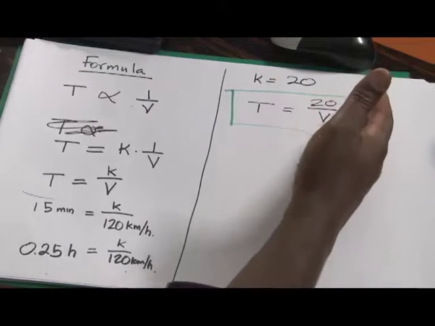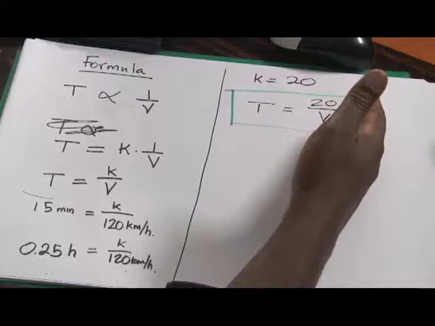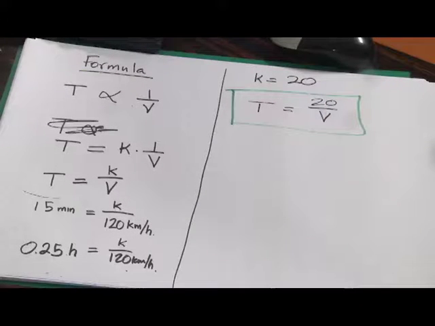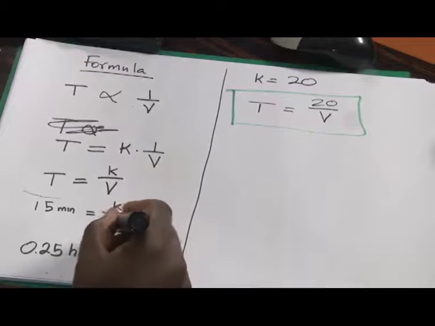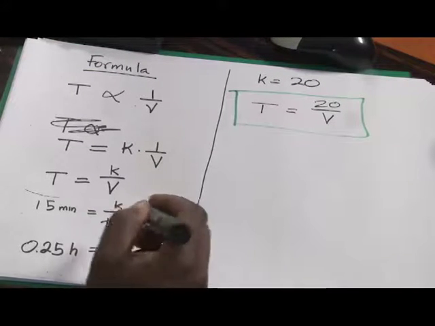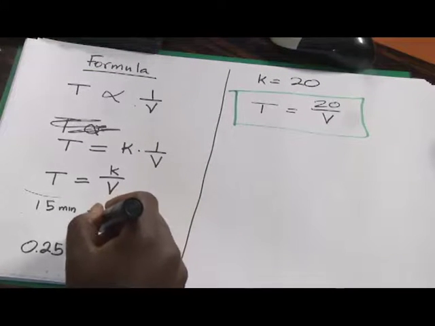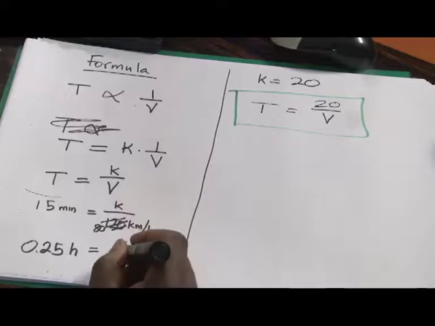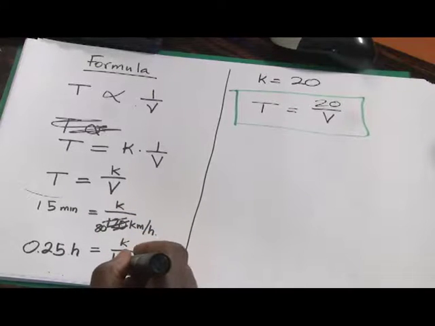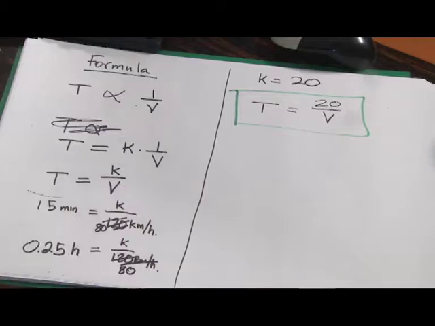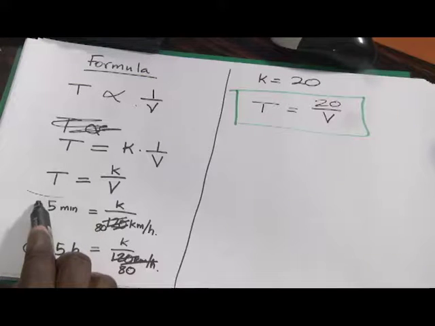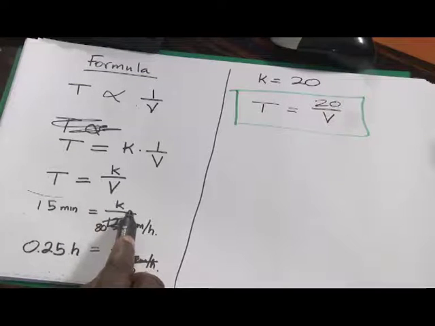Now, if I'm driving at 120 kilometers per hour, what will be the time? Oh, excuse me, I made a mistake here. This is supposed to be 80. Nobody is correcting me here because I am not in a face-to-face classroom. Sorry for that. It's not 120, it's 80, because these are the ones that we are given: 15 minutes when I'm driving at 80 kilometers per hour.